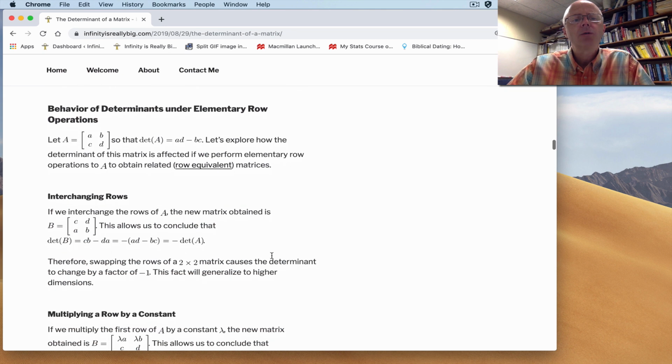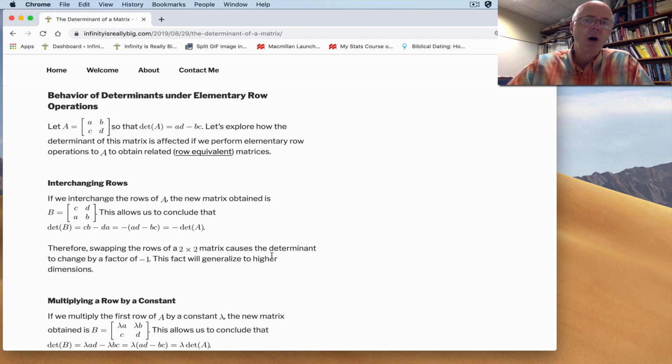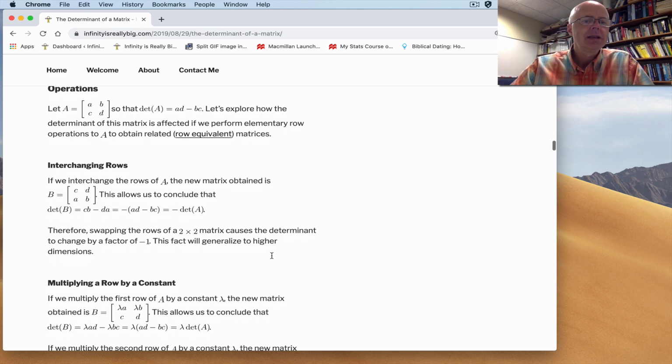Next, we want to see how determinants behave under elementary row operations. Remember that elementary row operations include interchanging 2 rows. They include multiplying a row by a constant. You'd really want to multiply by a non-zero constant, actually, for it to be an elementary row operation. And they also include what I call the row replacement operation, where you multiply a certain row by a constant and add it to a different row, and then replace that different row with the result.